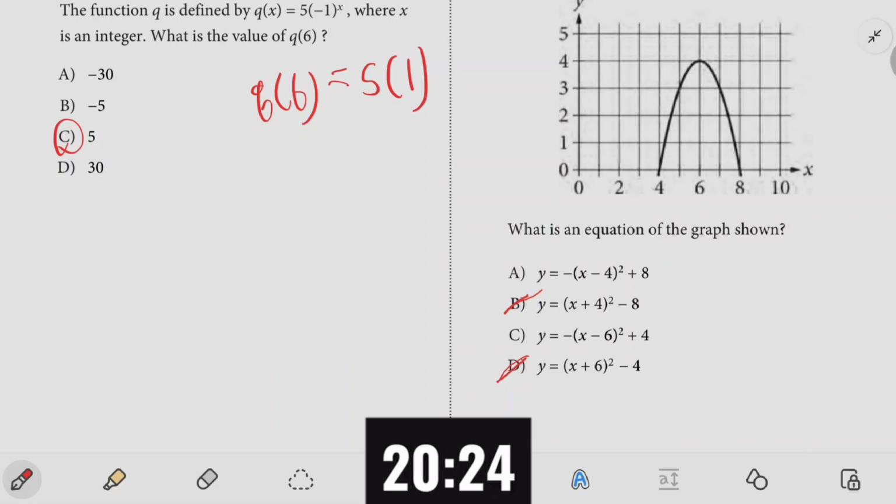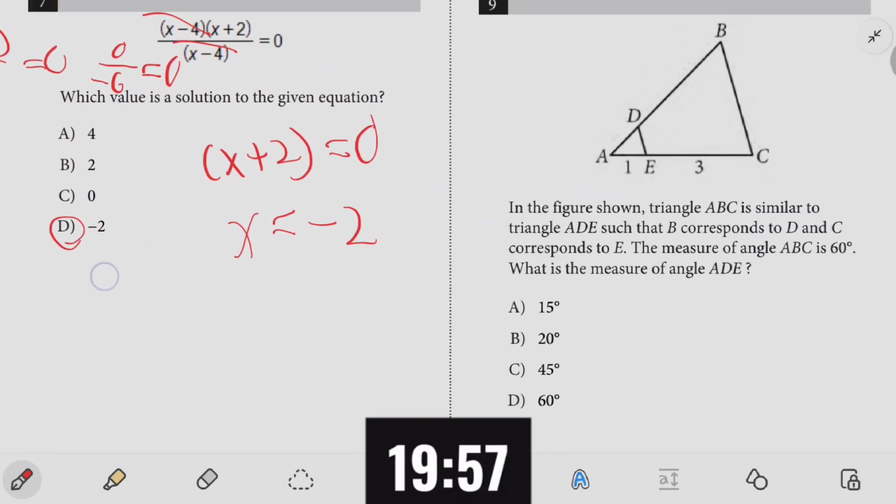Now, the two zeros are 4 and 8. So if you plug in 4, you do not get 0 for y. So this is not it. If you plug in 4 here, it's 2, negative. This one could be, that's our last option, but we could test it. 8 minus 6 is 2, 2 squared is 4, -4 plus 4 is 0. 4 minus 6 is -2, squared, that's 4, -4 plus 4 is 0. So C is our option.